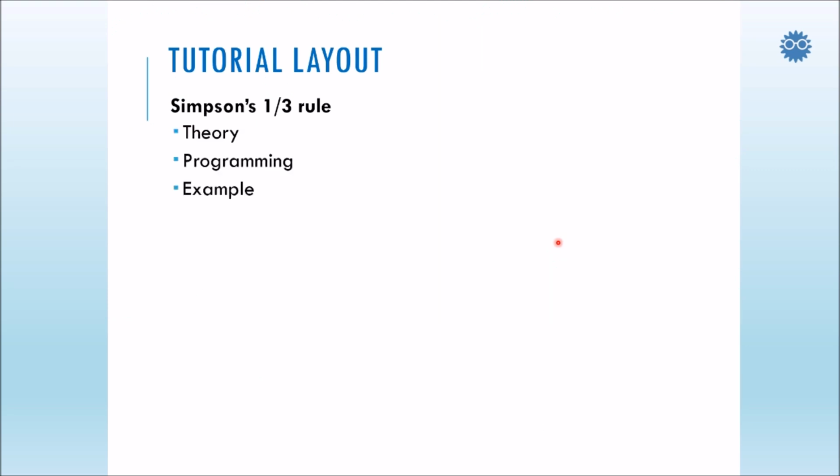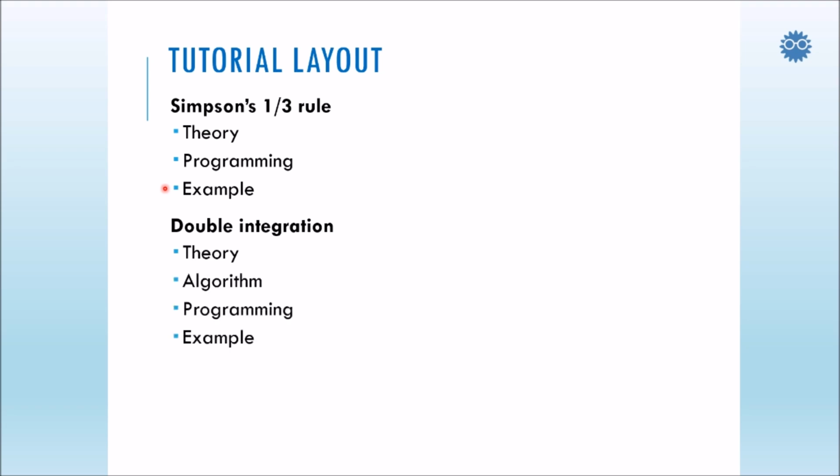Let's see the tutorial layout. We will start with the revision of Simpson's rule, theory, programming, and we'll solve an example in order to see the method of solution in case of one or single integration. Then we'll see the double integration as theory and algorithm, and we'll program or make a MATLAB Octave program in order to solve an example. So let's start with Simpson's one-third rule.